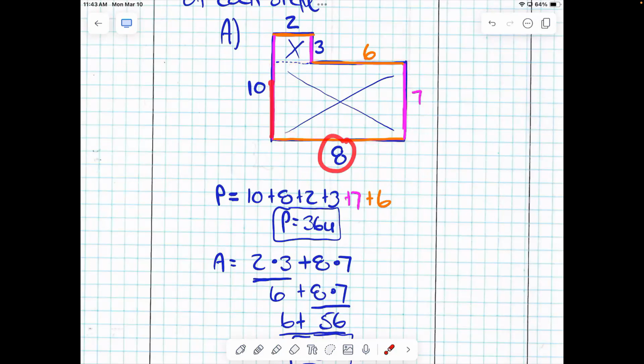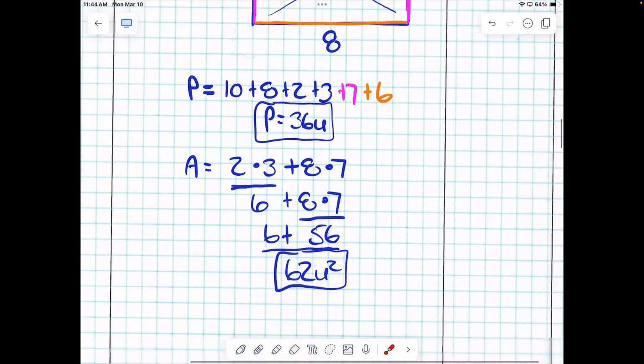8. What's the height? 10. Is the height 10 for real? No, the height is actually going to be 7. We've got to be careful, right? So once we do that, we solve it, and we add our two basic shapes' areas together, we get our area, yes?